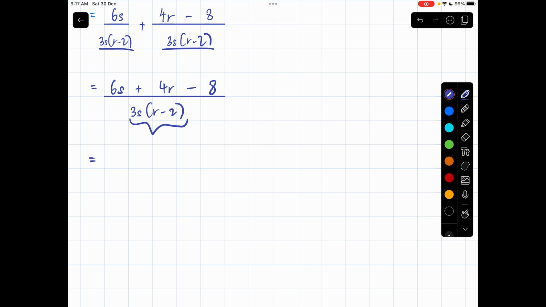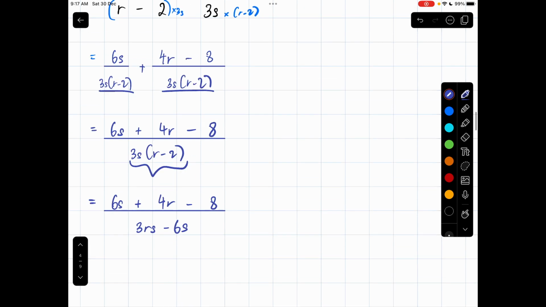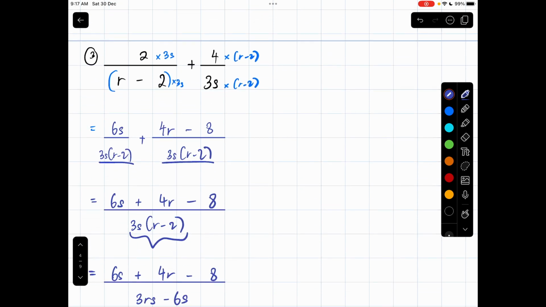So you will have 6s plus 4r minus 8 divided by 3rs minus 6s. And as you can see, now we have 6, 4, 8, 3 and 6. There is no common factor to divide from both top and bottom. So we can just leave it as it is. And that's all for question 3.